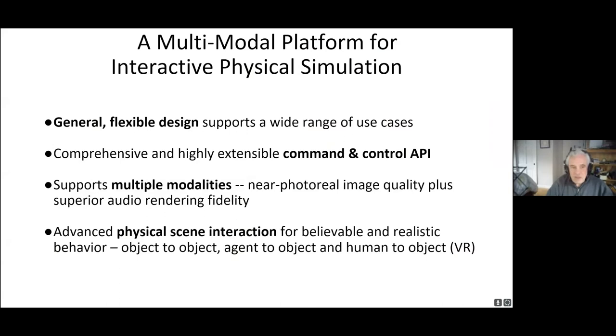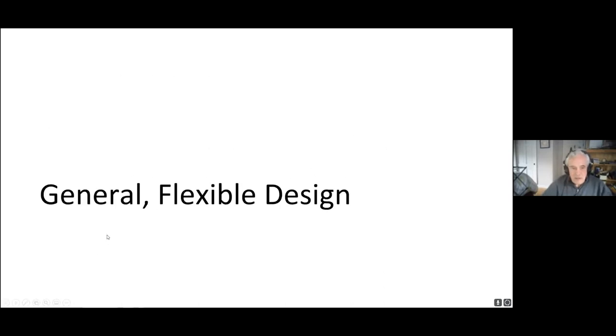Then I'll discuss TDW's advanced physics capabilities that allow rigid body objects, soft body objects, cloth, and fluids to all interact together. Coupled with that, we will explore the multiple paradigms we use to interact with objects and generate physically realistic behavior. Direct or object-to-object interactions are where users directly affect objects through API commands. Indirect or agent-to-object interactions are interactions that utilize some form of embodied agent. And as you'll see, TDW supports several types of agent. Users can even interact directly in VR, picking up virtual objects using virtual representations of their hands.